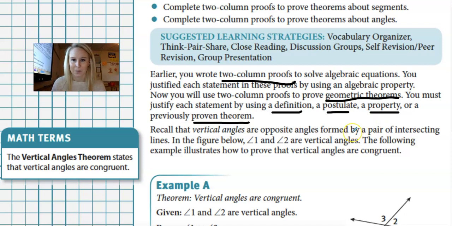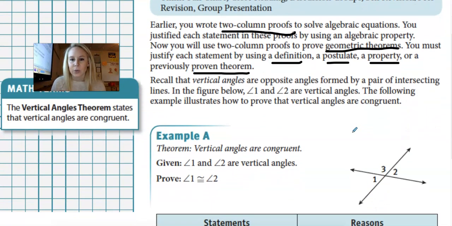property, etc. All right, so recall that vertical angles are opposite angles formed by a pair of intersecting lines. So in the figure below, 1 and 2 are vertical angles. Okay, they're opposite of each other. They kind of get that V going on. The following example illustrates how to prove that vertical angles are congruent. So you guys have just trusted me in the past when I told you vertical angles were congruent, but here is actually why they are congruent to each other.